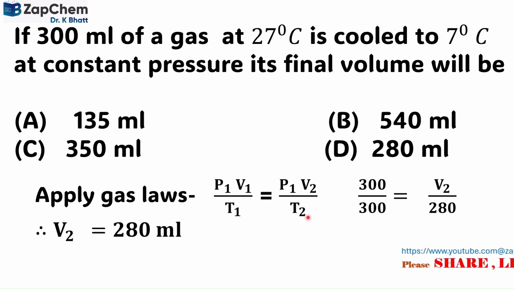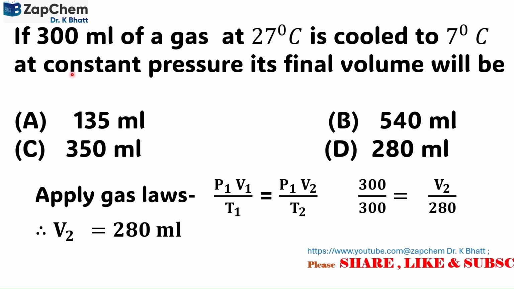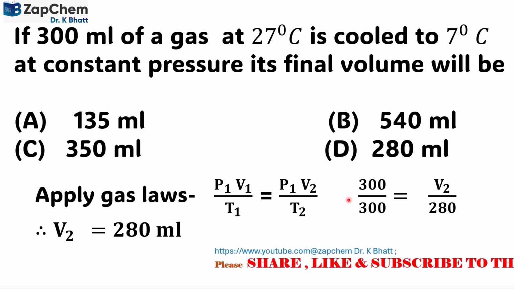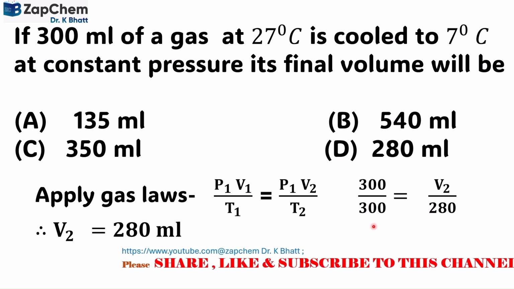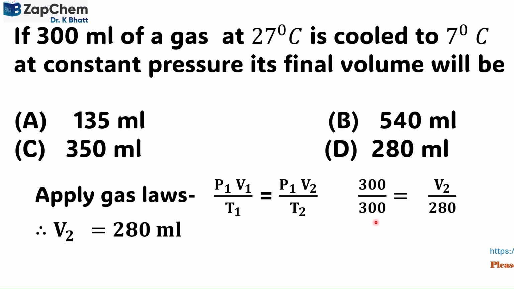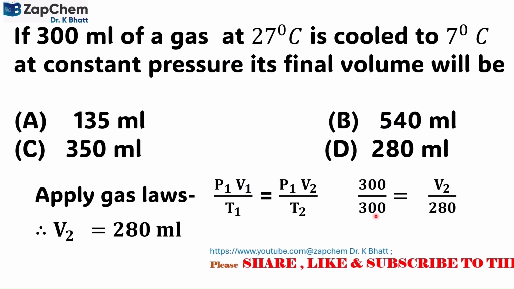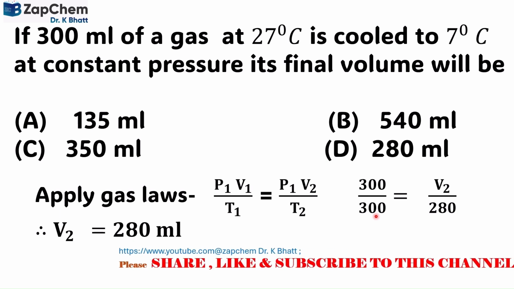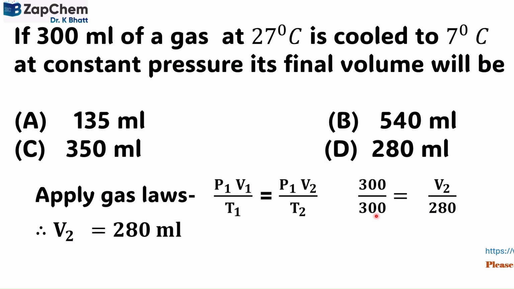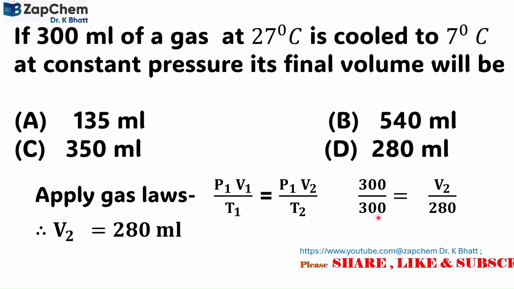And when you substitute the values given here, 300 milliliter and the temperature 27 degrees Celsius, which has to be converted to Kelvin by adding 273 to it. 273.15 is the correct value. You may use 273 also. And then we find that this becomes 300.